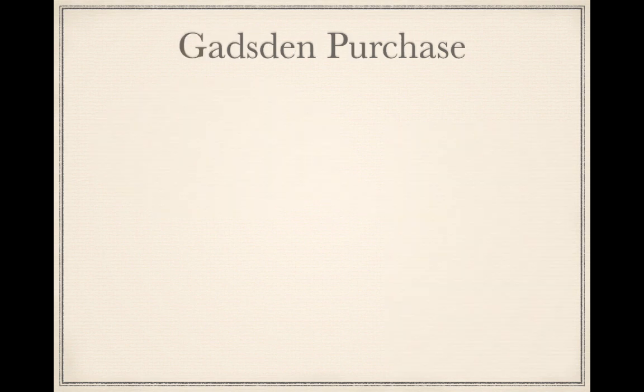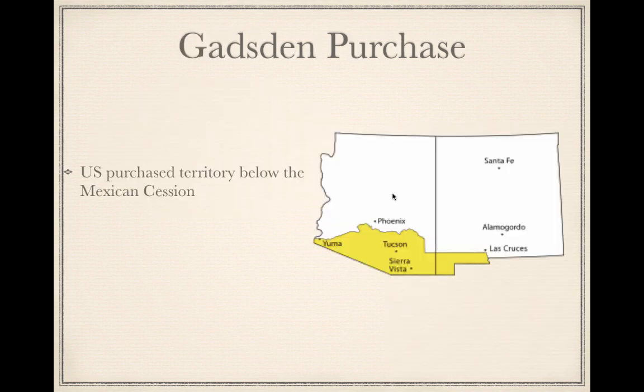All right, the Gadsden Purchase. This was the territory of land, that little bit that I talked about a few minutes ago, below the Mexican cession, and it is outlined here in yellow. So the U.S. is going to purchase this territory below the Mexican cession from Mexico in 1852. And they want to do this in hopes of building a railroad. The terrain is much more favorable down here than it is above. So the U.S. wanted to build a transcontinental railroad.